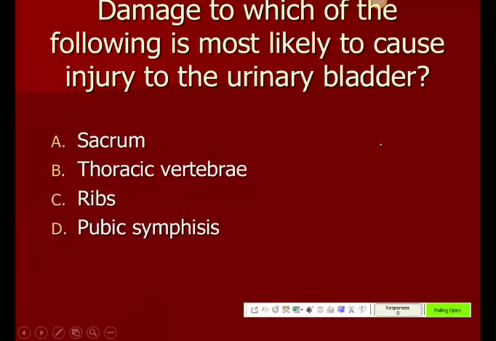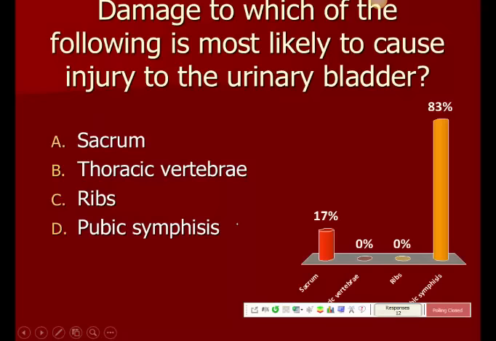So let's answer this question, to see if you know where exactly the bladder lies. Which area is it related to in the pelvis? Very good. Pubic symphysis. The bladder is a pelvic organ lying just behind the pubic symphysis.